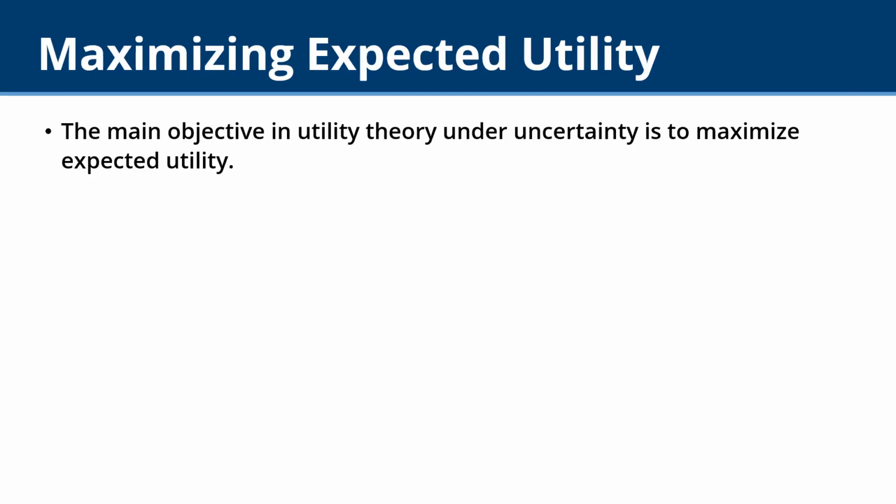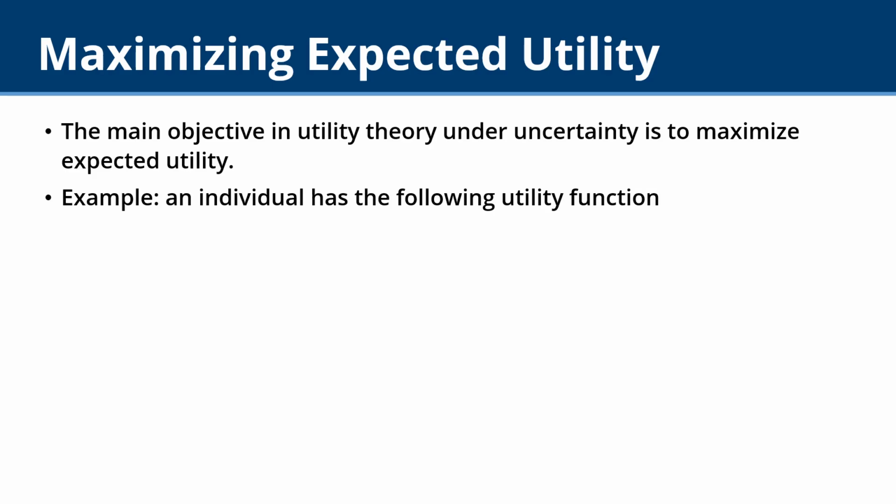The main objective in utility theory under uncertainty is to maximize expected utility. Practically speaking, in reality, you might deviate from whatever your decision tree might tell you. But if we're using expected utility, the assumption, at least when we're doing an analysis, is that you're going to go with the option that yields the highest expected utility. I'll give you a simple example here.